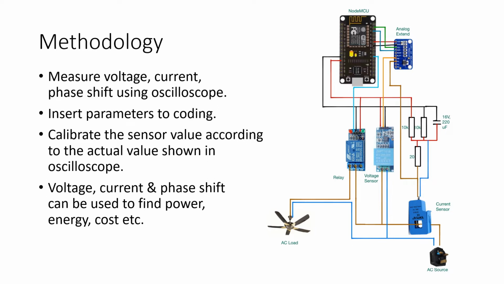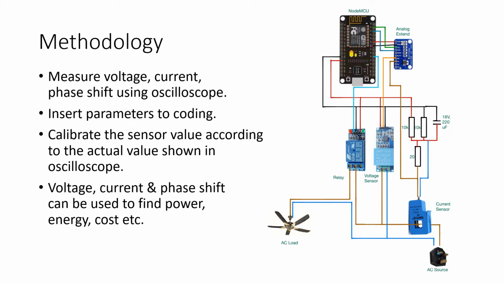Alright, so let's go to the circuit. You can see that since there are a voltage sensor and a current sensor, there are two analog sensors. So this NodeMCU cannot support it because we only have one analog pin. So we use an analog extender to give it more analog pins. And then we use the relay, a digital pin, to switch the AC load on and off, which in this case is a fan.